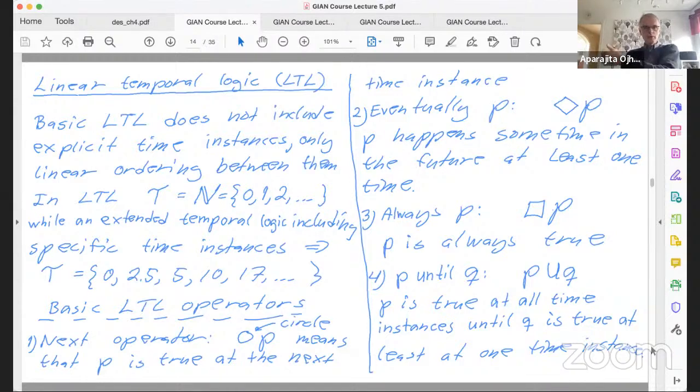But let's stay with the basic linear temporal logic, where the specific time when things happen is not defined. It's only the order between time instances. Then we have a couple of basic LTL operators.